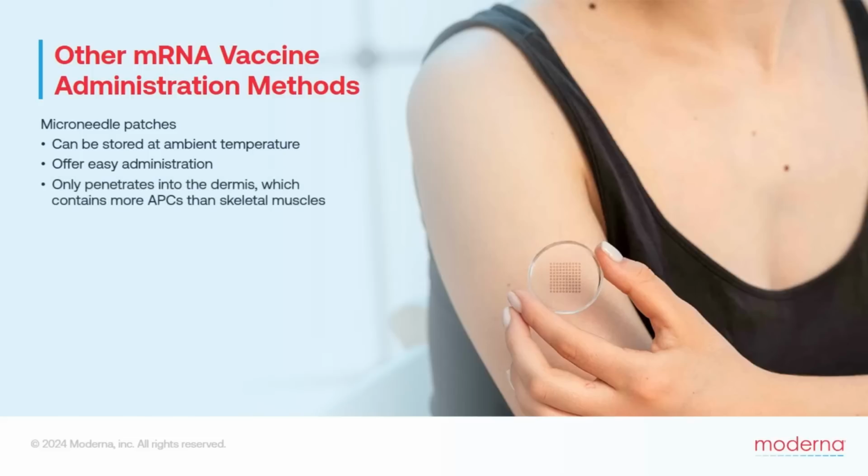An additional advantage of microneedles is that they only penetrate into the dermis layer of the skin, not the underlying muscle. Our skin is the primary barrier that prevents entry of infectious agents. Accordingly, the dermis has even more antigen-presenting cells, called Langerhans cells, than do skeletal muscles. So although intramuscular injection is a very common means for vaccine administration, intradermal administration can generate even stronger responses with smaller doses.